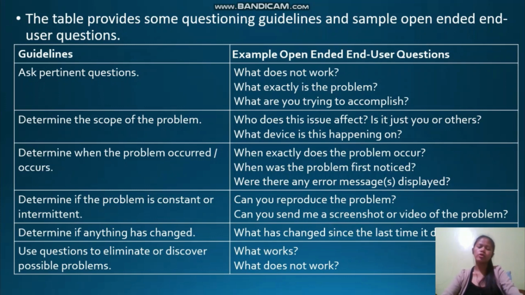Determine when the problem occurred or occurs. When exactly does the problem occur? When was the problem first noticed? Were there any error messages displayed? Determine if the problem is constant or intermittent. Can you reproduce the problem? Can you send me screenshots or video of the problem? Determine if anything has changed. What has changed since the last time it worked? Use questions to eliminate or discover possible problems. What works? What does not work?